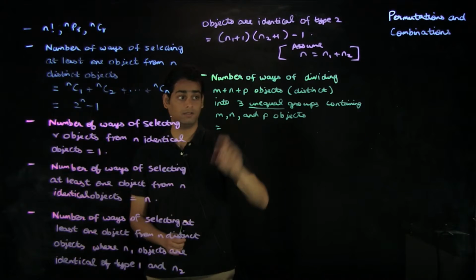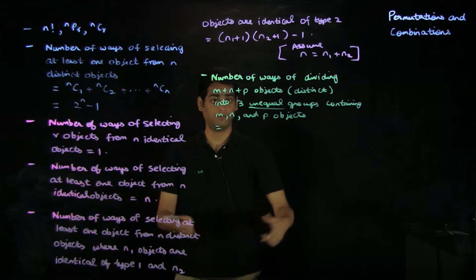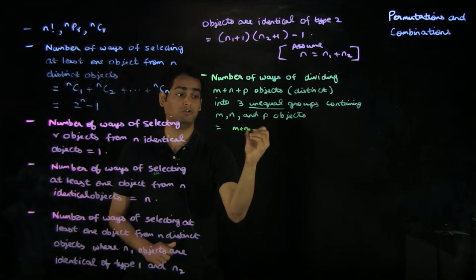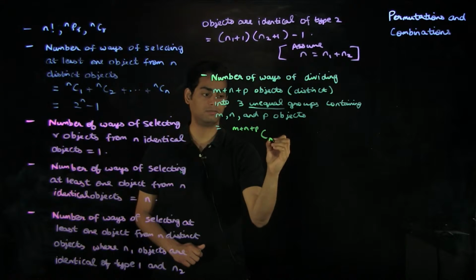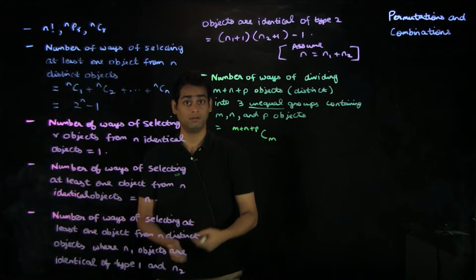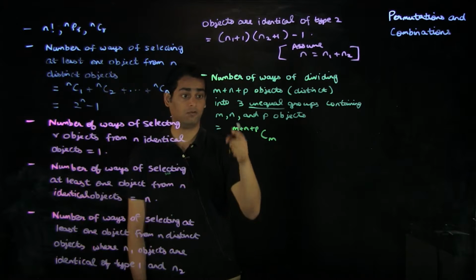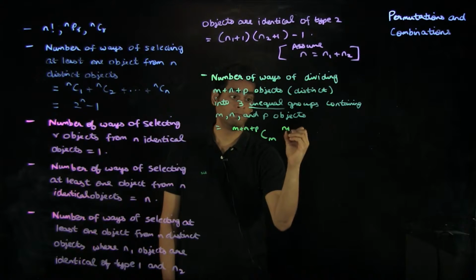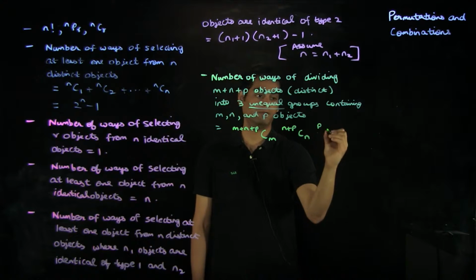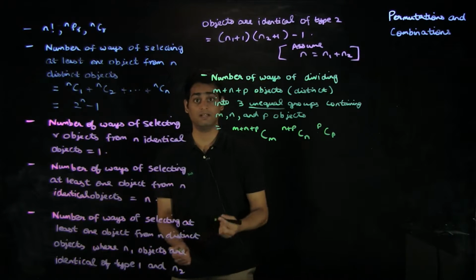But if we consider that the 3 groups have to be unequal, containing m, n, and p objects, then the number of ways is just going to be, you first have to form a group with m objects, and for that you choose m objects from m plus n plus p objects. That can be done in (m+n+p) C m ways by the definition of nCr. Now you have n plus p remaining objects and you want to form a group with n objects, and that can be done in (n+p) C n ways. Finally you have p objects and you need to form a group with p objects, and you can choose those p objects in pCp ways, which is essentially just one way.